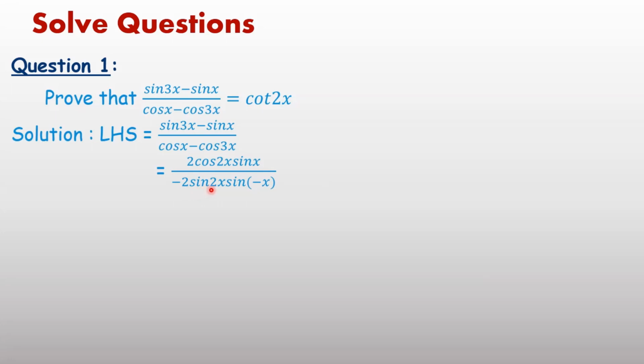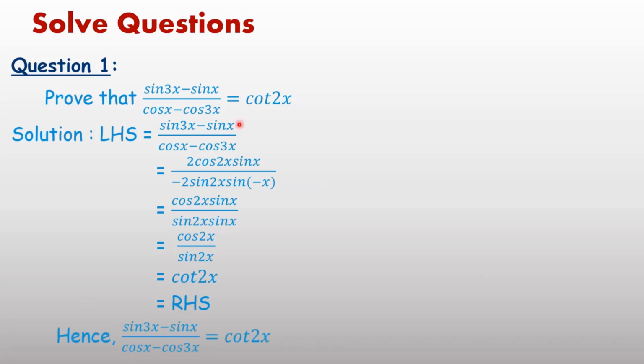Minus 2 sin((c+d)/2) into sin((c−d)/2). Sin of minus theta equals minus sin theta, so minus minus plus, and sin x cancels out, leaving cos 2x upon sin 2x equal to cot 2x, which is the RHS. In this pattern you can prove and solve any question given using different identities.